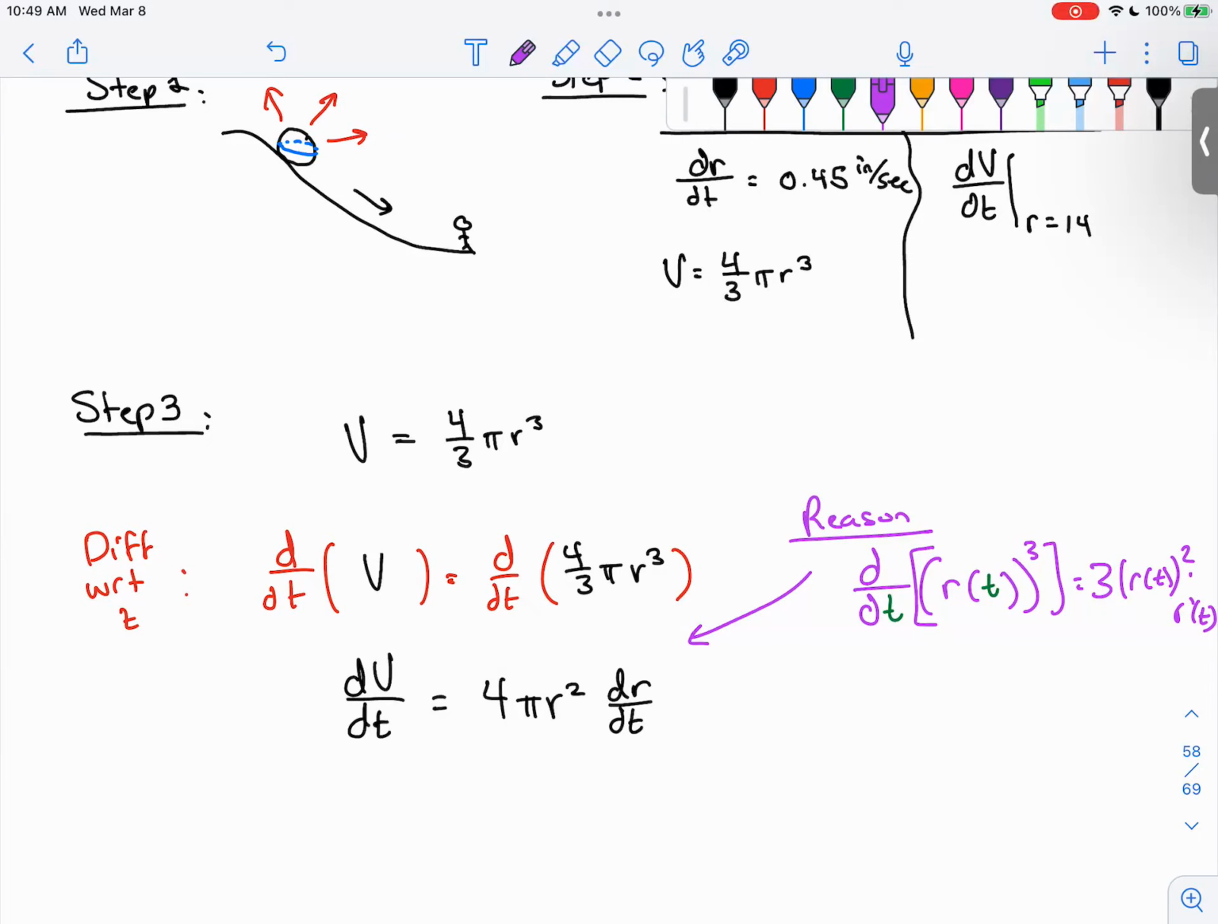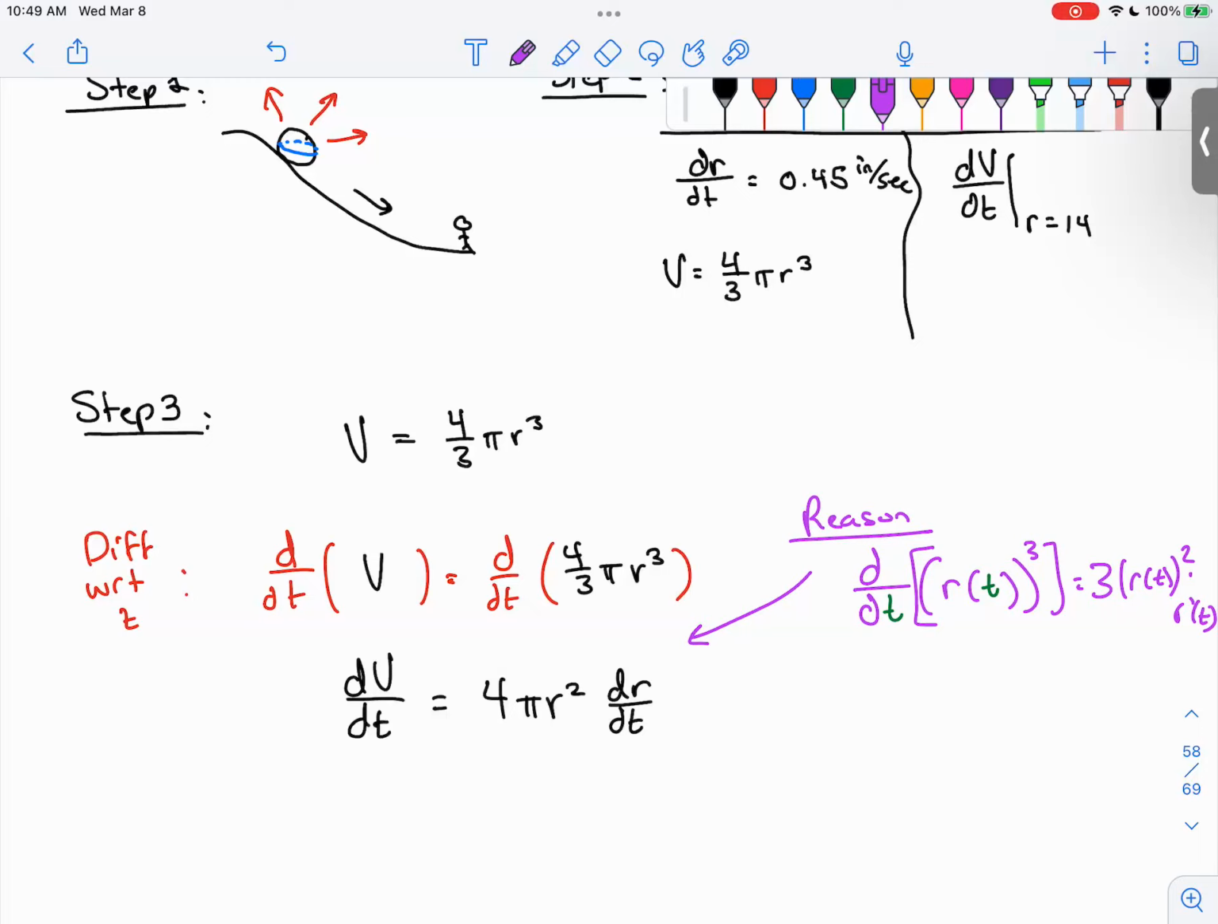So we have differentiated it. Now we do step 4. We have differentiated it. Now we can plug in our values. If we plugged in r equals 14 from the beginning, we'd have V equals a number. And when we differentiate, we just get 0. And that wouldn't be correct.